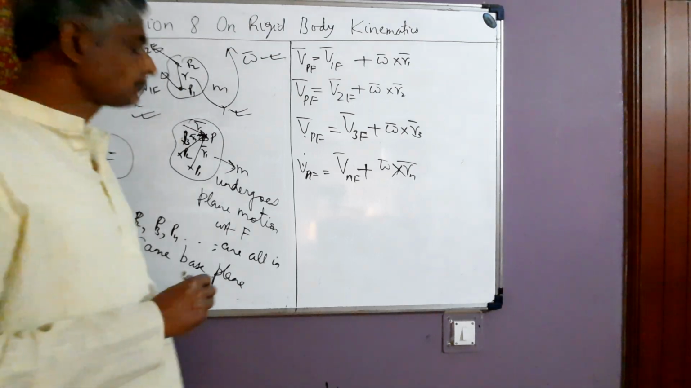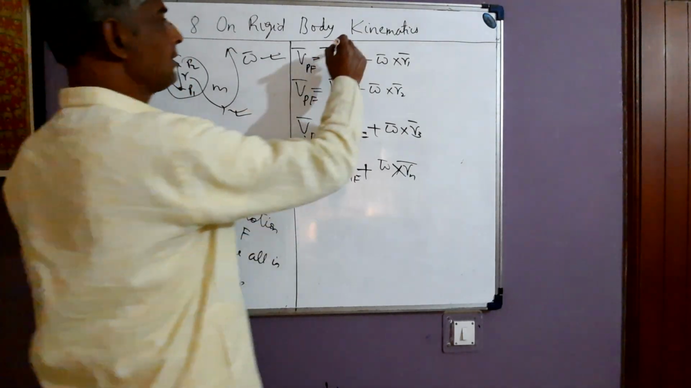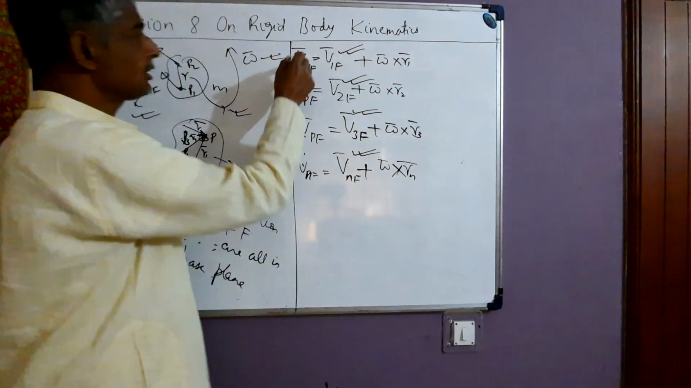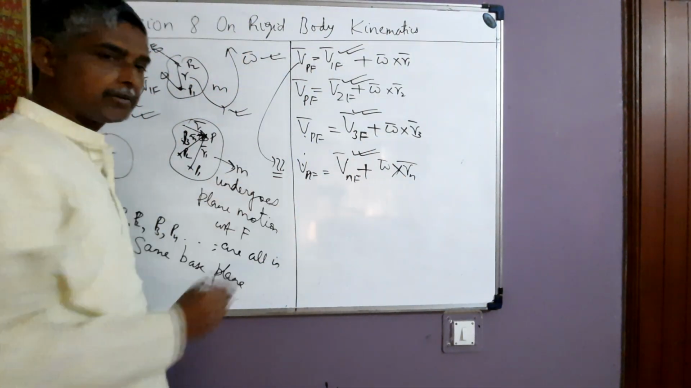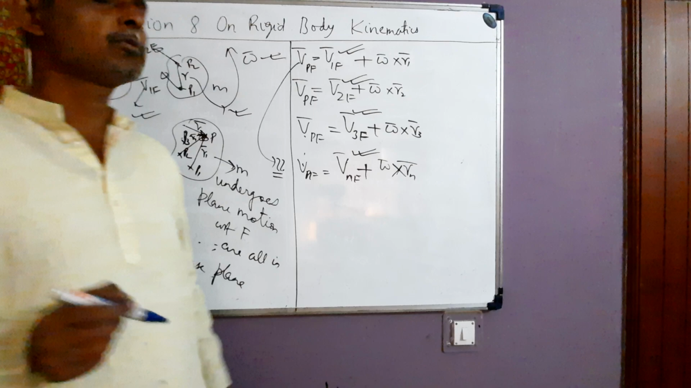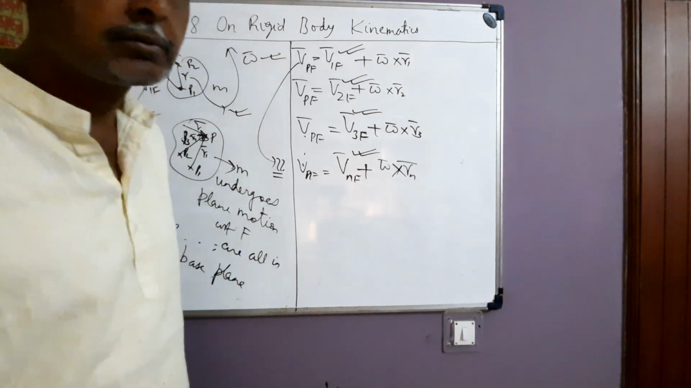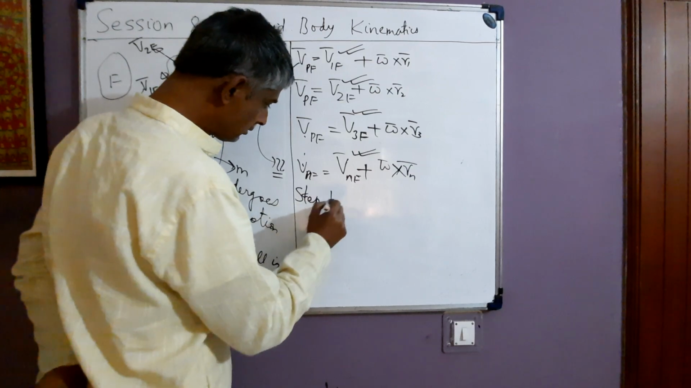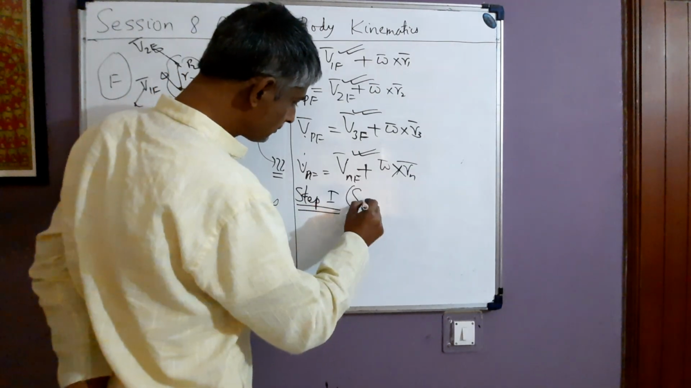Now suppose we are given V1F, we know V2F, V3F, VNF, but we have to find VPF. So what is the first action we must take? The first step, we'll call it step 1. We call it selection.